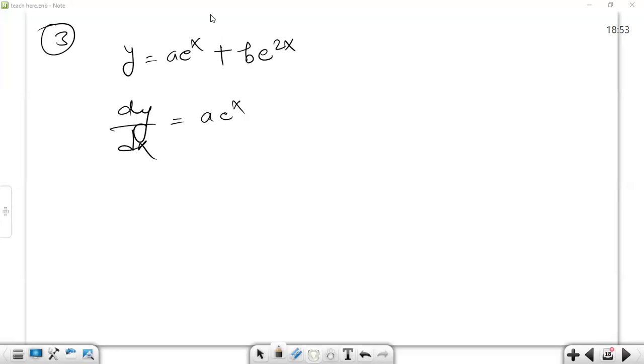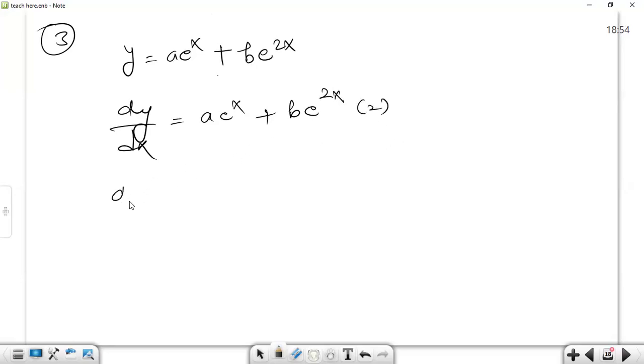So the differentiation of e raised to power x is e^x only. It's a very stubborn function, the exponential function. Now the differentiation of b e^2x will remain the same, with the derivative of 2x, which is 2.